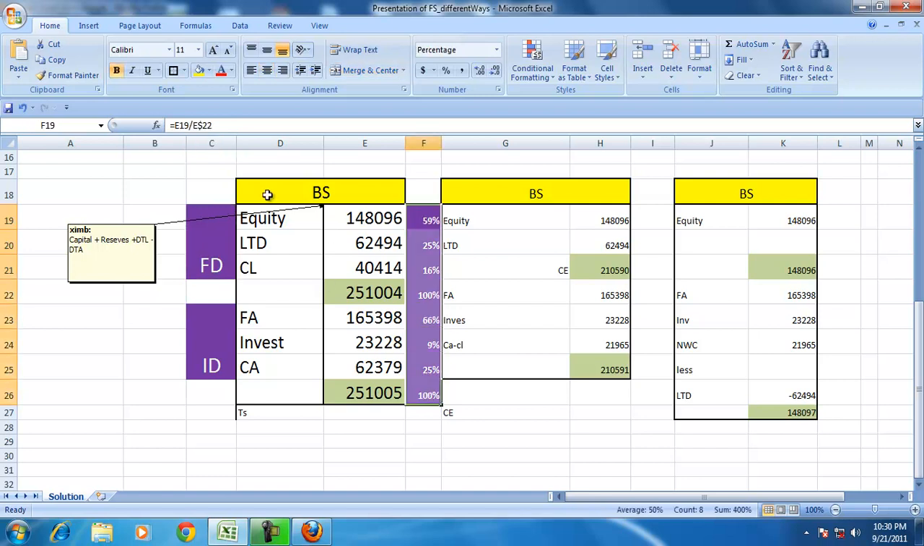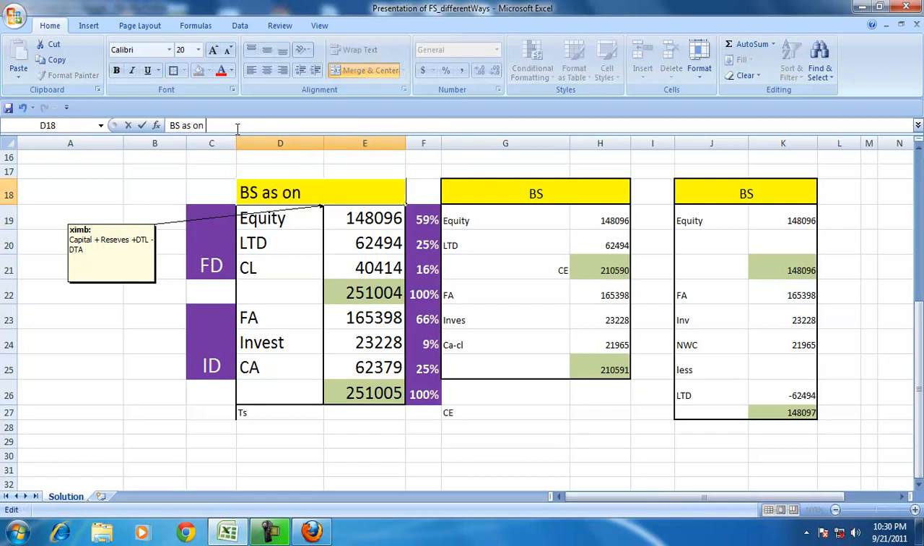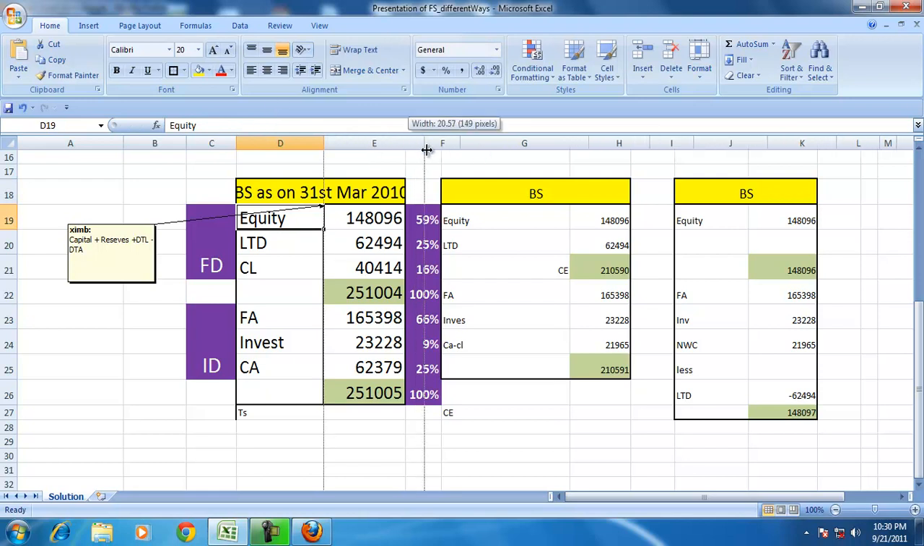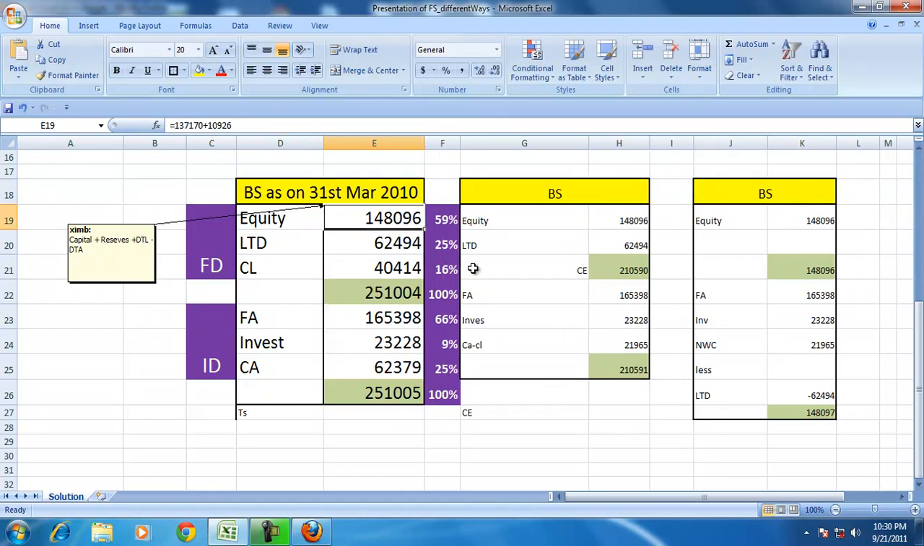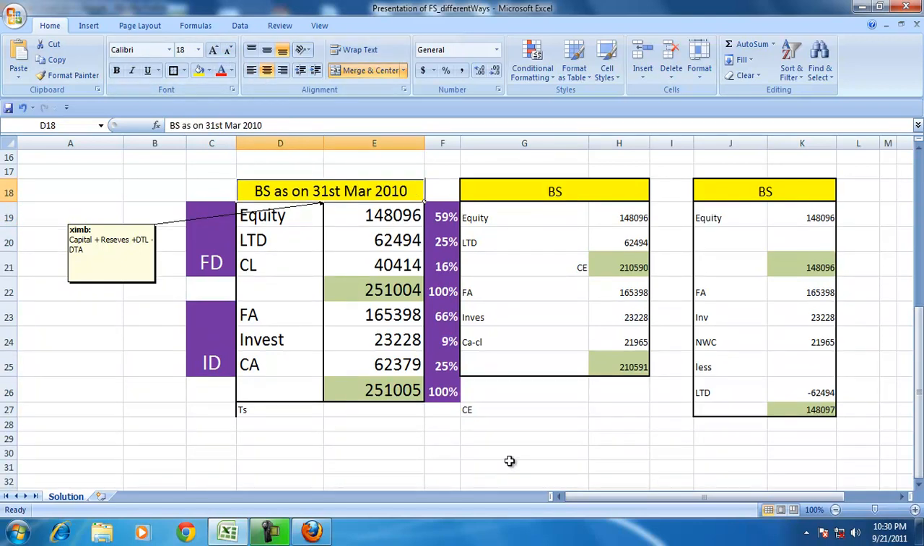So for Reliance, as on 31st March 2010, 59% of the assets are financed by equity. So that means the company is dependent on equity more than the outsider's money. 16% of the sources are in the form of the current liability.